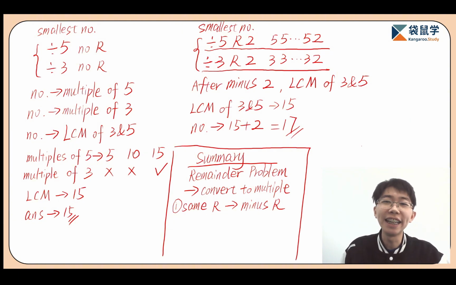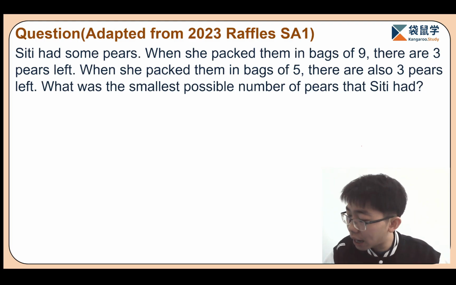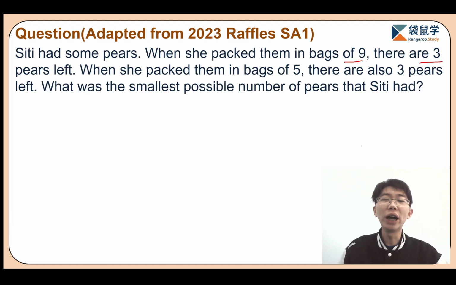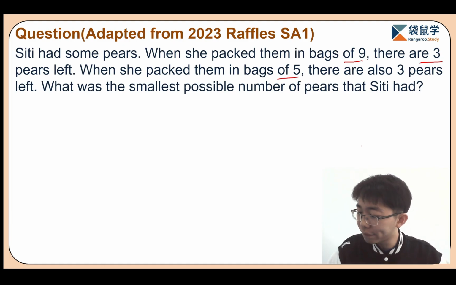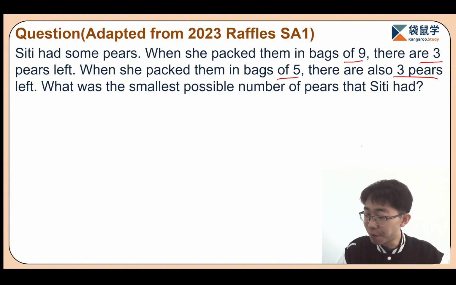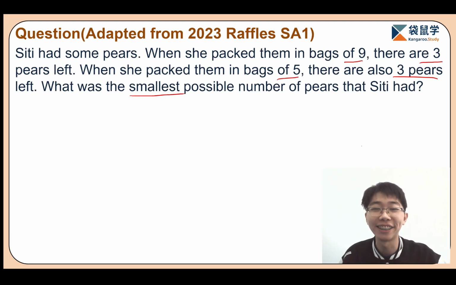Alright, now if you understand this, let's take a look at the word problem here. Now, City has some pairs. When she packed them in bags of 9, there are 3 pairs left. When she packed them in bags of 5, there are also 3 pairs left. What was the smallest possible number of pairs that City had?